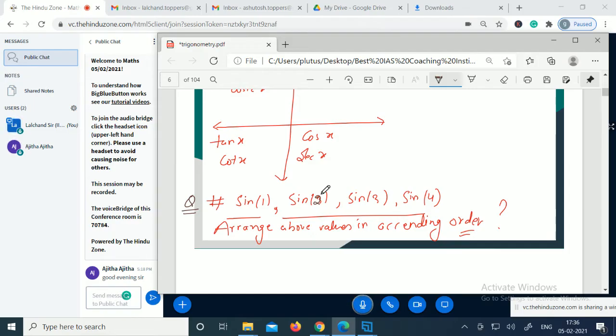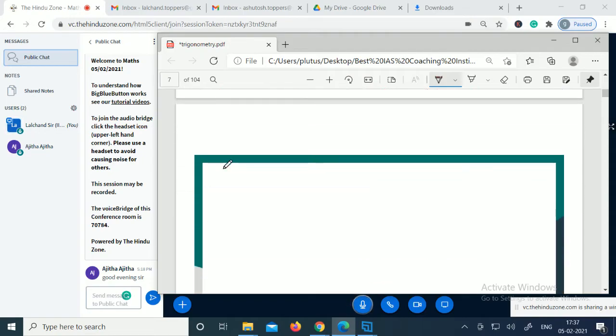To solve this kind of problem, we need to take help of graphs. So are you familiar with the graphs of the six trigonometric ratios? Functions like sine, cos, all six graphs, are they clear to you? Can I explain them to you? Okay, so let me explain the plots first.